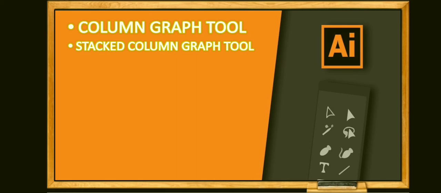Another is the stacked column graph tool. It creates graphs that are similar to column graphs but stacks the columns on top of one another instead of side by side. So this graph type is useful for showing the relationship of parts to the total. Next is the reshape tool. It adjusts selected anchor points while keeping the overall detail of the path intact.